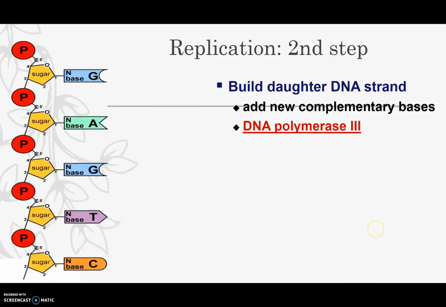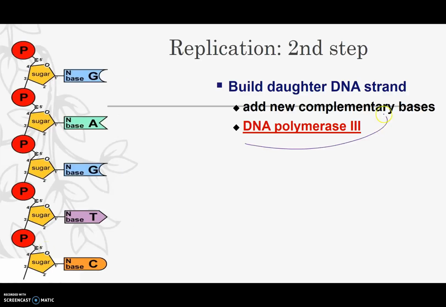Okay, so when we look at how we build a new complementary strand, as we said before, if I know one side, I can figure out the other. So this would be base pairing, but how we do this is we're going to need to use an enzyme.